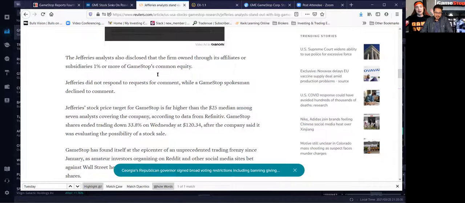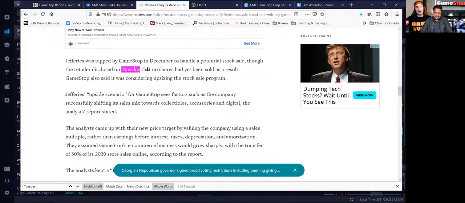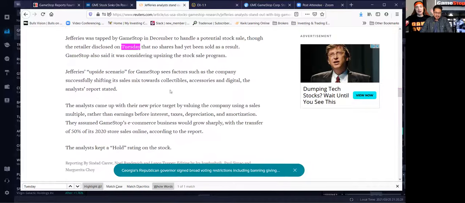So one thing that I want to mention is that according to their earnings report, they haven't done it yet. Now, Jefferies was tapped by GameStop in December to handle the potential stock sale, though the retailer disclosed on Tuesday that no shares had yet been sold as a result. Now, GameStop also said it's considering upsizing the stock sale program. So this is huge, guys.